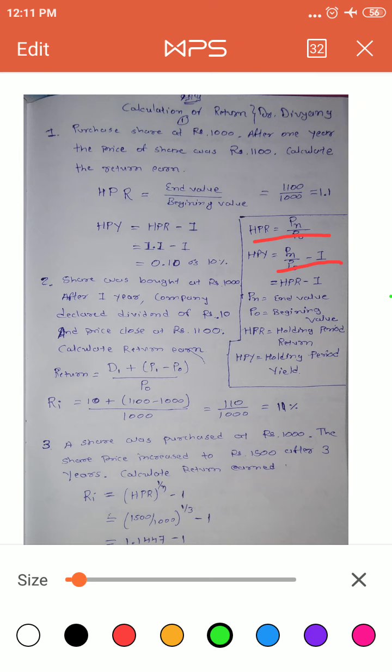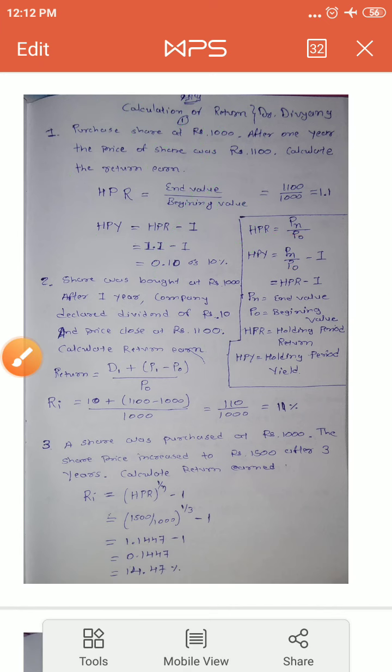How to calculate? As we discussed, HPR minus 1. Here HPR is 1.1 minus 1, so the answer is 10%. It's simple. You can also apply this equation, P1 minus P0 whole divided by P0. If you follow this equation, you will get the same answer.